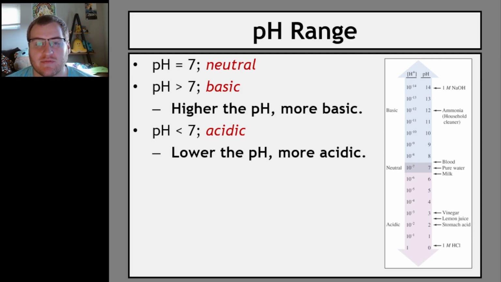There's a couple examples of some common household things. That would be slightly basic, slightly acidic, or very acidic, very basic. So you'll notice 1 molar NaOH and 1 molar HCl at the very top and bottom, at 0 and at 14 pH. And then just some common things in between. Pure water being right in the middle, milk being very slightly acidic, blood being very slightly basic. Things that are sour tasting, vinegar, lemon juice, stomach acid are all acidic. Household cleaners, detergents, soaps, and stuff like that will be on the basic side.